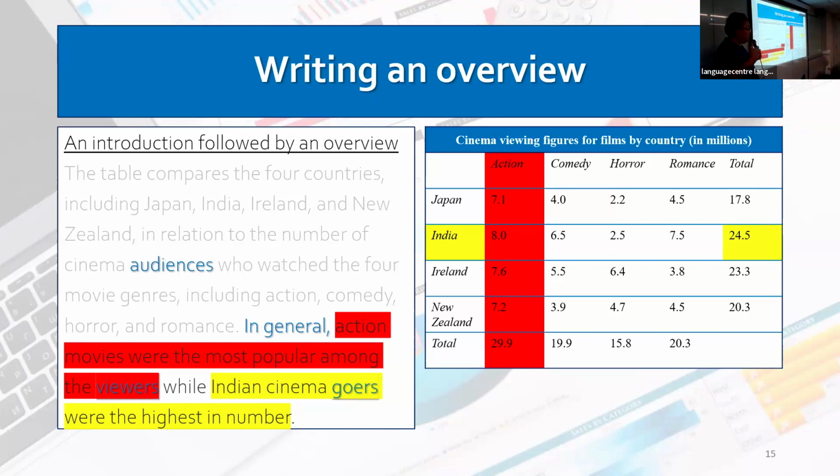So again, an overview doesn't have to be very long. Just one sentence will do, but you point out the most important or the overarching feature.